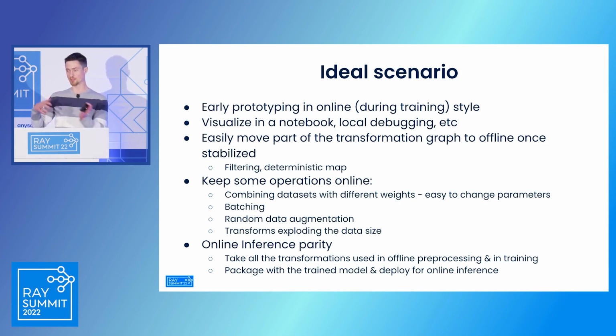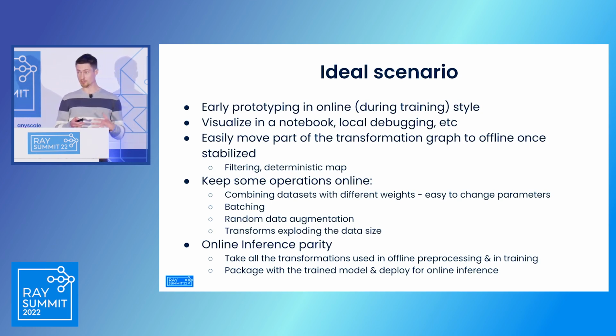But we will keep some operations online, such as all sorts of sampling operations. Sampling can be done on the level of data sets, on the level of rows. And people just like to change parameters in their data distribution and experiment actively with that. Regenerating the data set every time you want to change some sampling configurations usually is just not efficient for ML practitioners. And things like batching, random data augmentation, and transforms exploding the data size, they better be kept online as well.